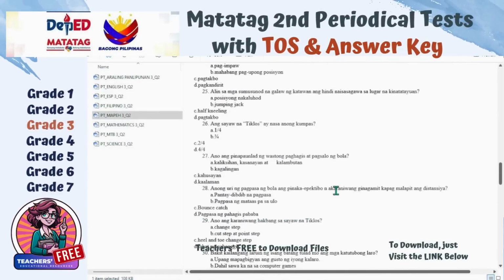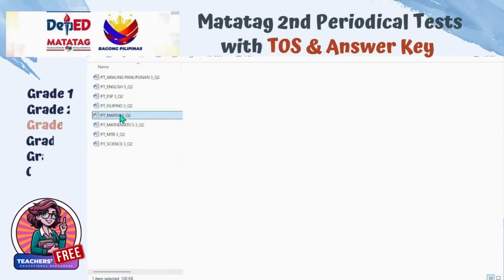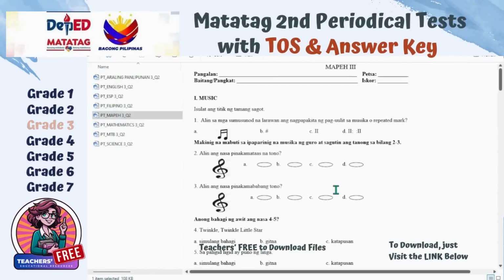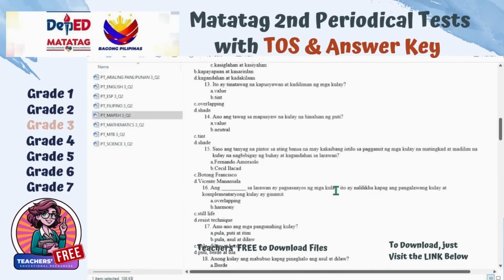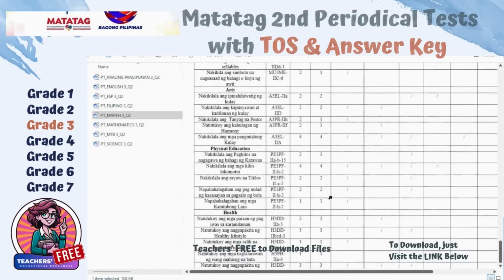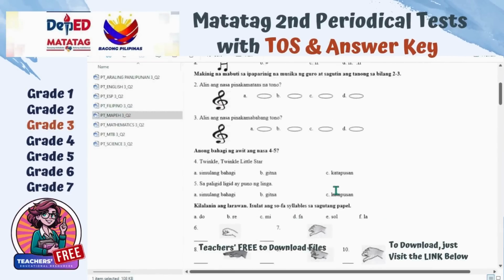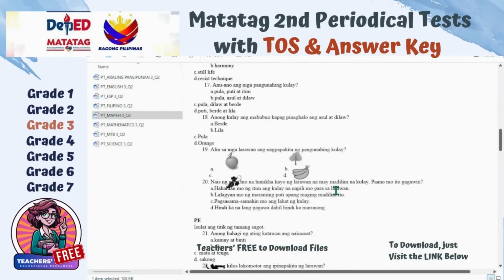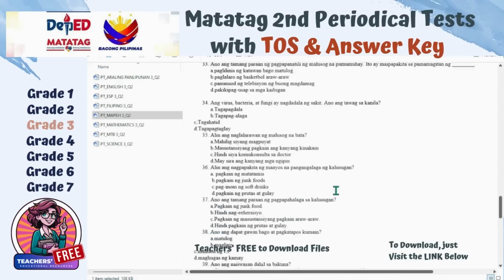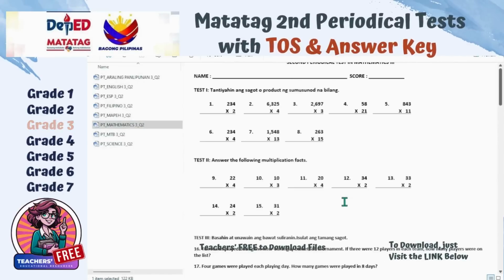You'll also explore harmony and identify famous painters. In physical education, we'll focus on body movements, locomotor skills, and the Tiklos folk dance. You'll also appreciate skills like catching a ball and enjoy traditional games. Finally, in health, you'll learn how to prevent illnesses, recognize healthy lifestyle practices, and understand what makes a healthy child.